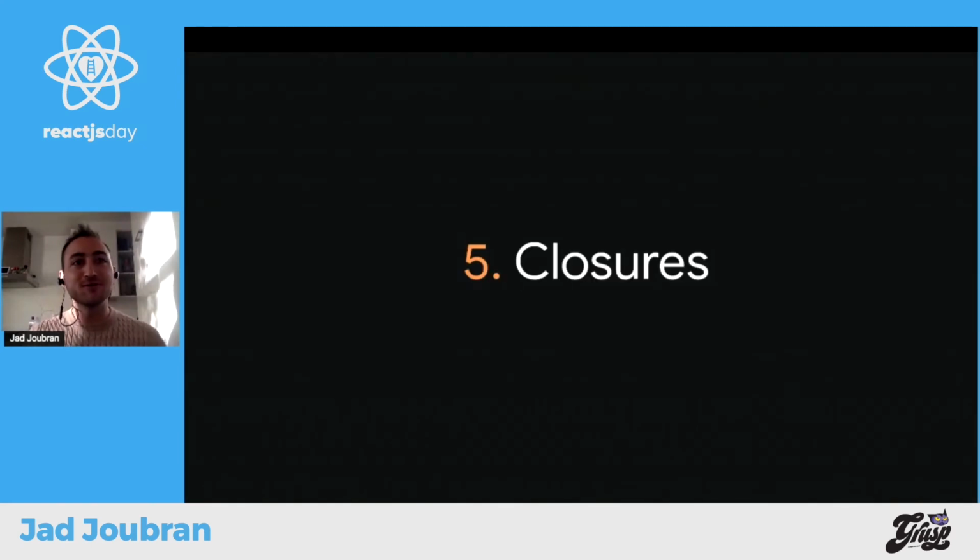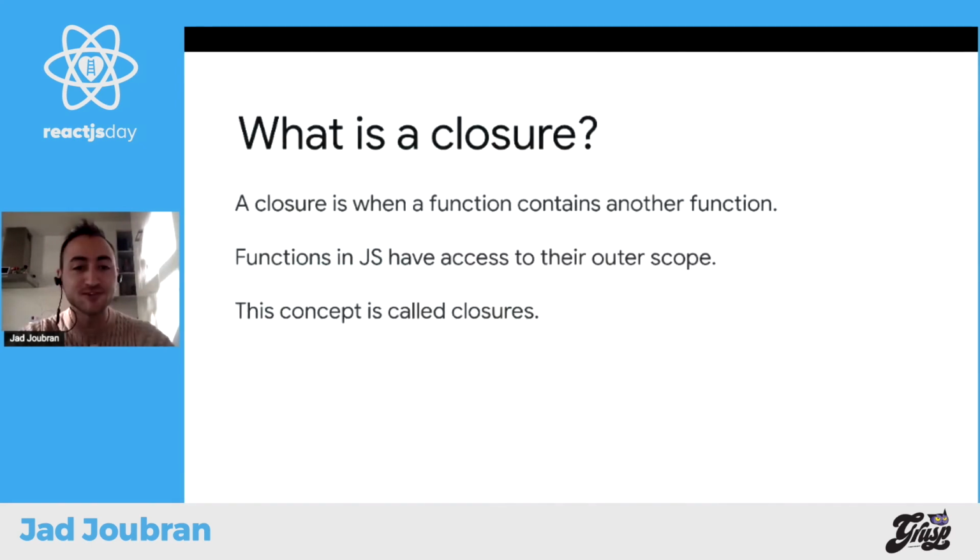And now onto the final one, and that is closures. So what's a closure? A closure is when a function contains another function. So you have a function definition, and inside of that function, you have another function definition. And in JavaScript, whenever a function exists, it will always have access to its outer scopes. It will always have access to the scope in the parent function. And this concept is called closures.